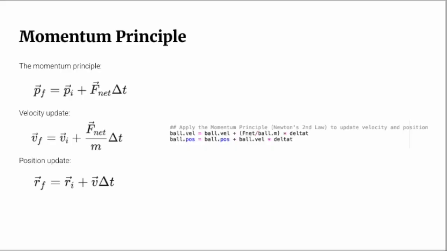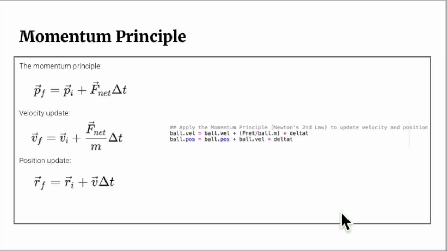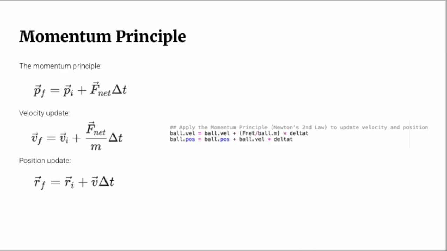The main purpose of this was to test whether Newton's second law could accurately describe projectile motion under different modeling assumptions. This is also known as the momentum principle, and it states that the net force on an object is equal to the mass times the acceleration, and we can show that in the VPython code with those two lines, and so that's how we can update the velocity and position of the object in the code.